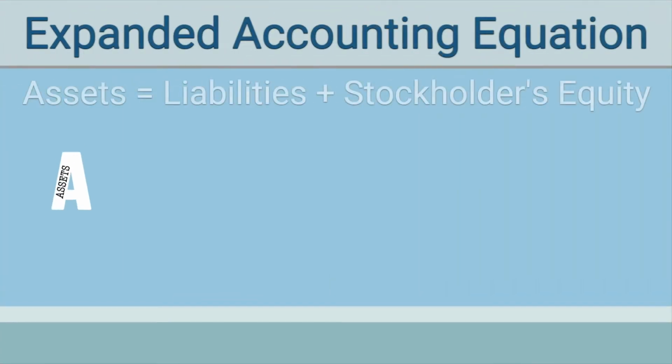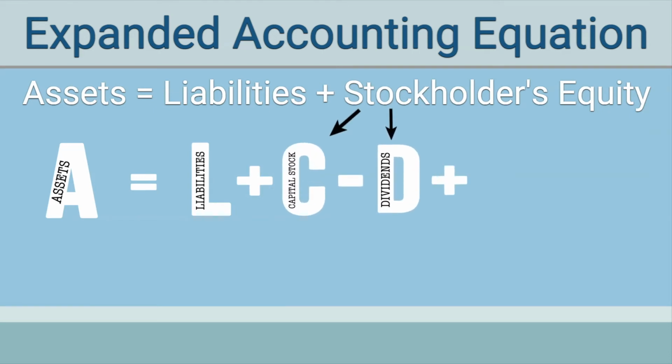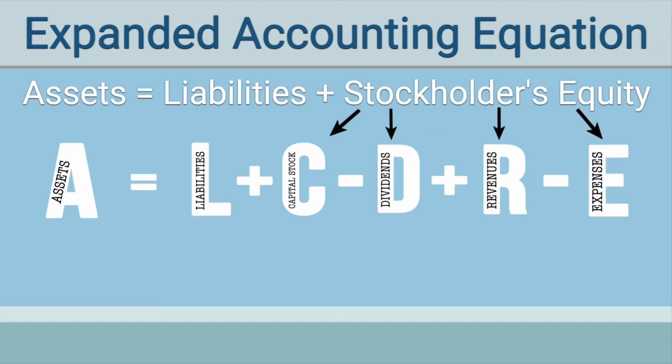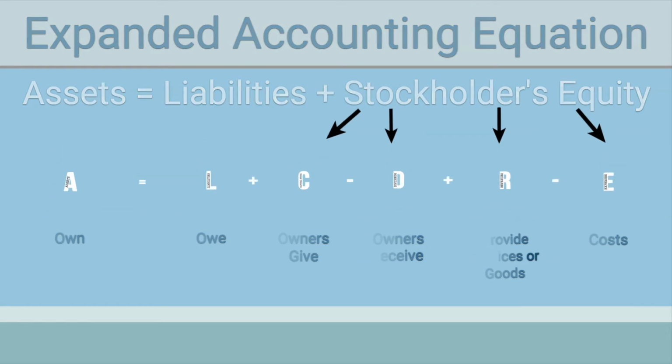The accounting equation can be expanded. Assets equals liabilities, and stockholders' equity is expanded to capital stock, dividends, revenues, and expenses. As stated previously, assets are things we own, and liabilities are things we owe. Capital stock is where the owners give to the company. Dividends is where the owners receive from the company. Revenues is anytime the company provides its services or goods, and expenses are costs to run the business.